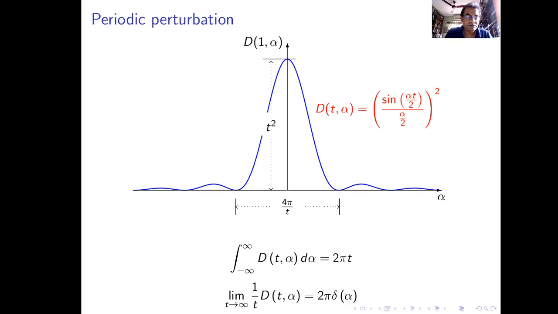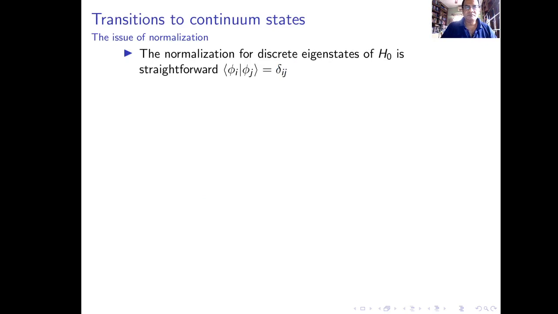Armed with this background, what we are going to do now is discuss transitions to states which are in the continuum. Let us point out that the major problem in this context is usually one which is more due to convention. The normalization for discrete eigenstates of H0 is pretty straightforward.